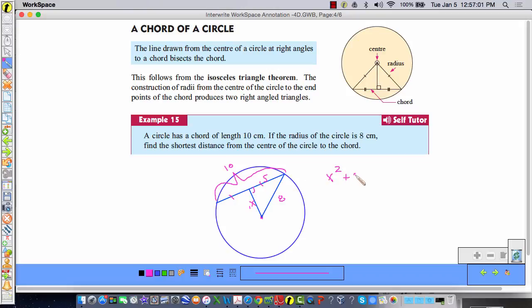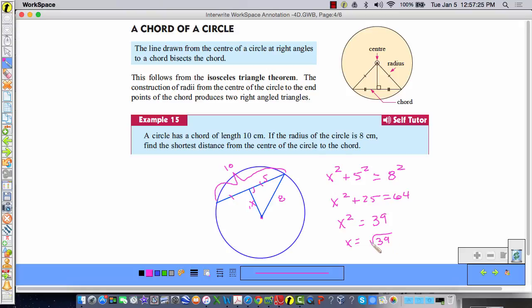I can use my good friend Pythagoras. X squared plus 5 squared is equal to 8 squared. X squared plus 25 is equal to 64. So that means x squared is going to be equal to, I believe that's 39. Why would I be wrong? I'm never wrong. X is equal to the square root of 39.